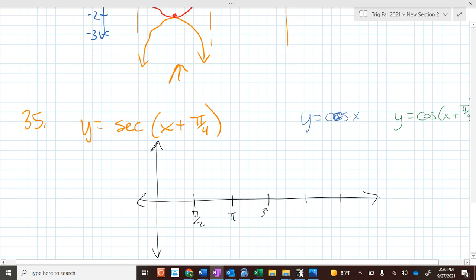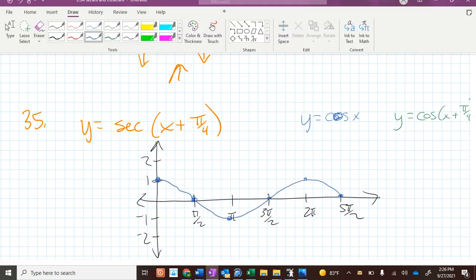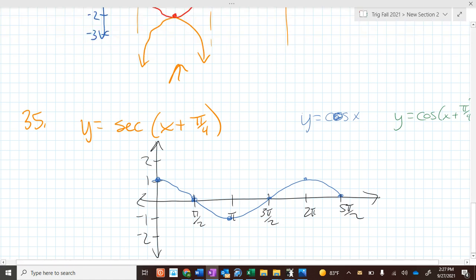Pi over 2, pi, 3 pi over 2, 2 pi, 5 pi over 2. 1, 2, negative 1, negative 2. 0, or 1, 0, negative 1, 0, 1, 0. So what does the cosine curve do when we have a plus pi over 4? Moves to the left by 2 spots. 2 spots to the left.